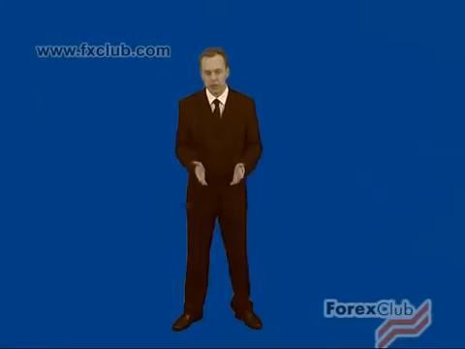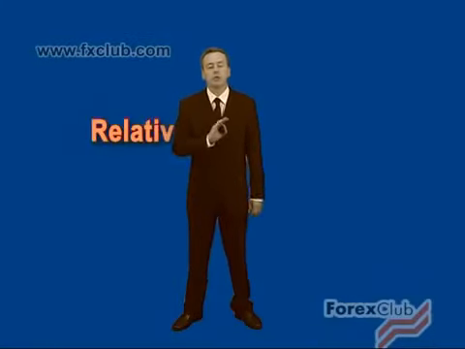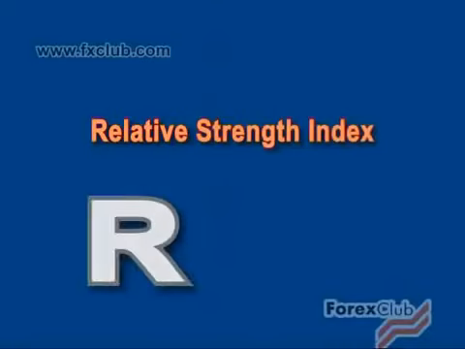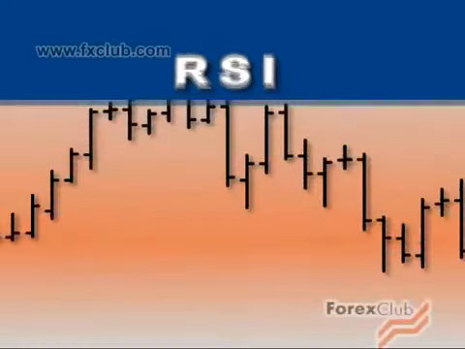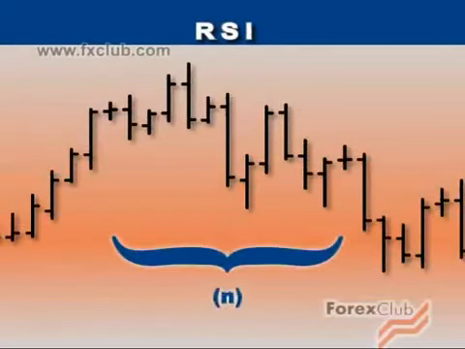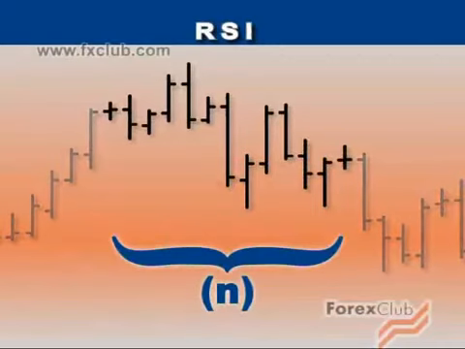With this in mind, J. Wells Wilder developed a new oscillator. It's called Relative Strength Index, or simply RSI. We're going to examine its basic features now. It has just one time parameter, n. We're interested in the behaviour of closing price for the period n.